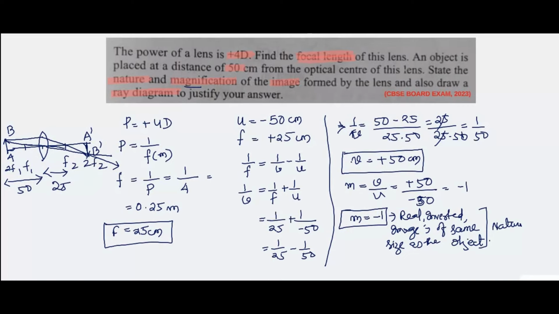You can cross verify your answer: if the focal length is 25 and the object is at 50, it means that the object is situated at the center of curvature C1, and the image will be formed at C2, that is, if this one is 2F1, the image will be formed at 2F2. In this way you can cross verify whether your object distance is the same as the image distance, because if the object is situated at 2F1, the image also will be formed at 2F2 and the distances will be the same. So this way you can verify your answer.